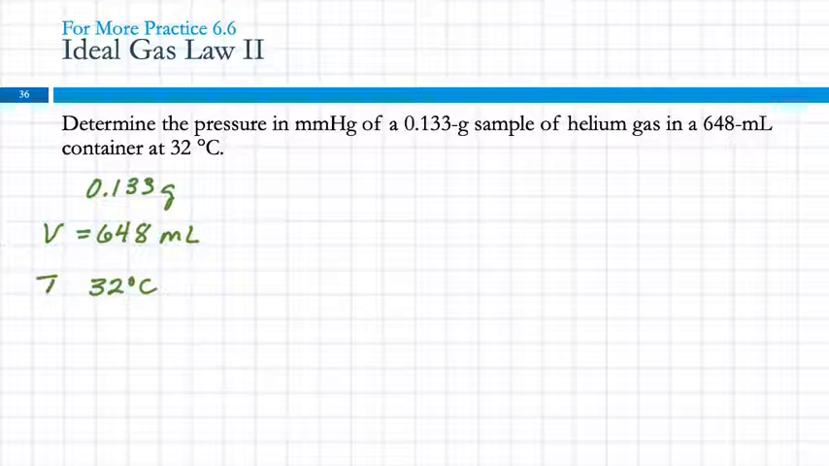Okay. 32 degrees Celsius. Temperature. Is Celsius a good unit for gas problems? No. We should convert this to Kelvin. Plus 273. We should be able to do that in our heads, but I'd rather not make a mistake that way. 305 Kelvin. And I'm trying to find the pressure in millimeters of mercury.